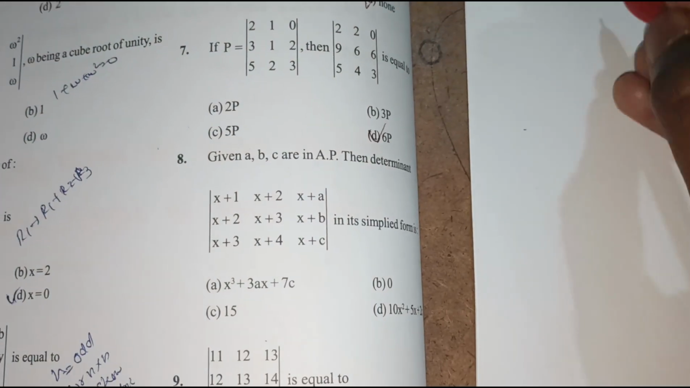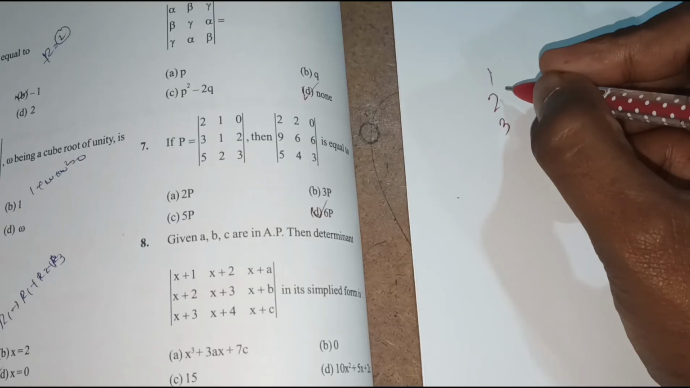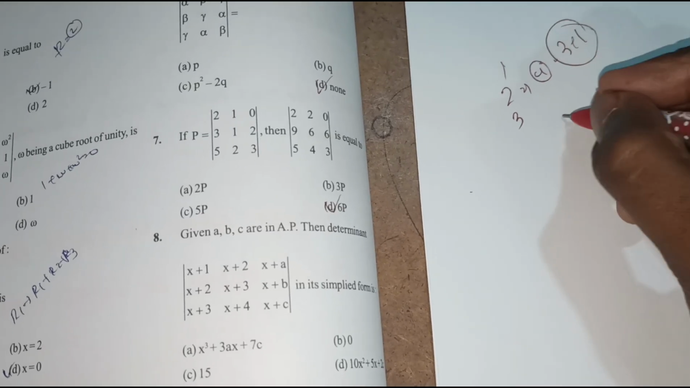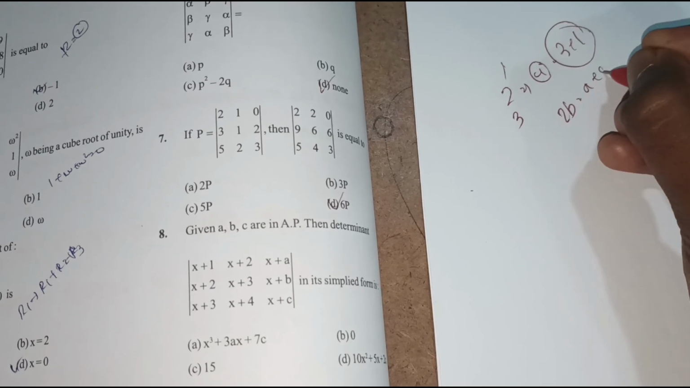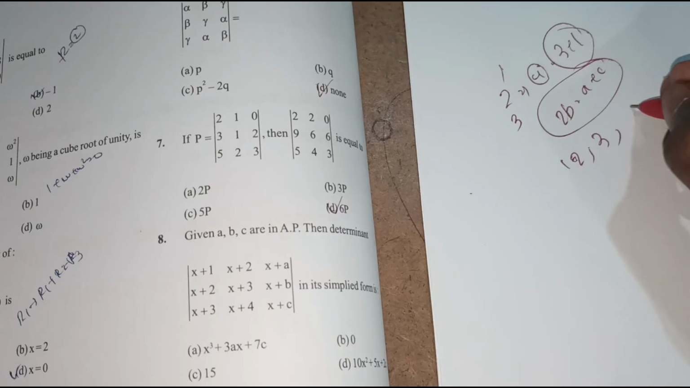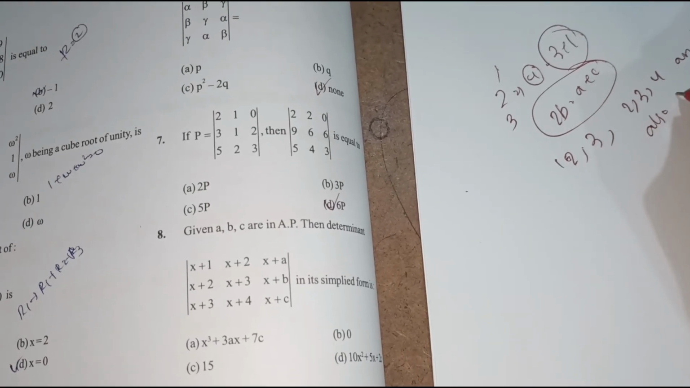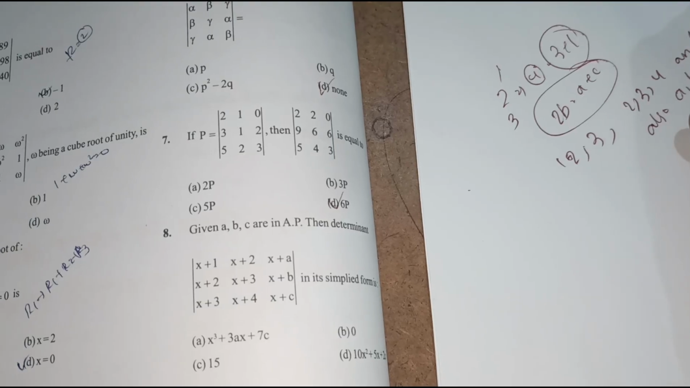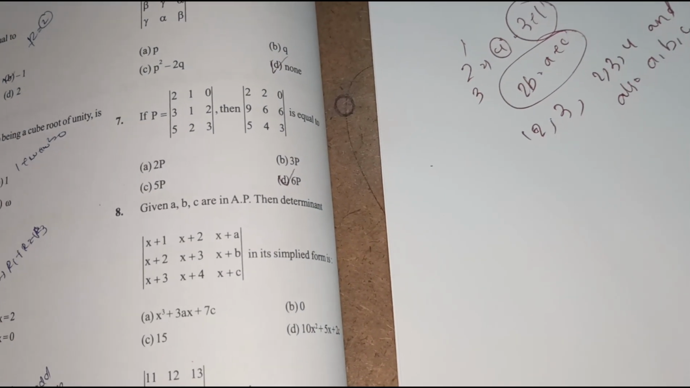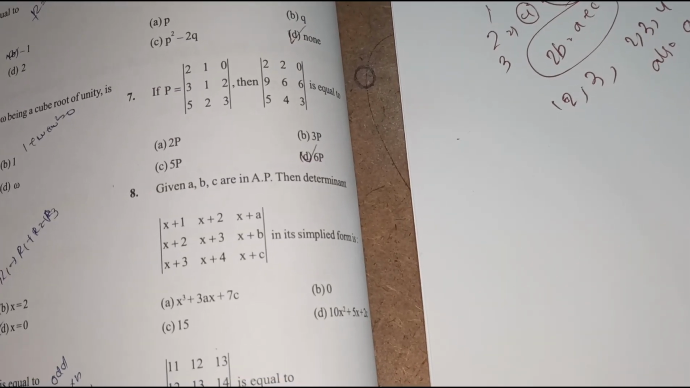So here you all know that 1, 2, 3 are in arithmetic progression, because 2 into 2 is 4, and 4 equals 3 plus 1. So it is an arithmetic progression: 2b equals a plus c. So here 1 2 3, 2 3 4, and also a, b, c are in AP. They are given in the question. So here we'll understand how this problem is related and its simplification in an easy manner.